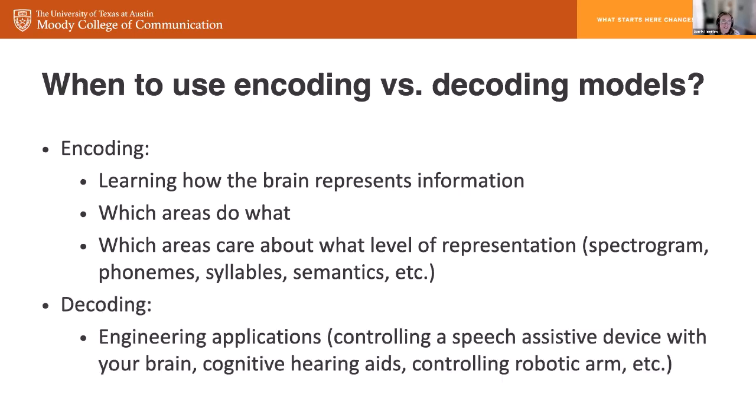But decoding is more for engineering applications. Some examples of that would be, let's say you want to control a speech assistive device with your brain. There's been some really interesting work coming out showing that you can take brain signals from invasive recordings in someone with ALS or with a brainstem stroke and convert those into words. So for someone who has lost the ability to talk, but who can still think about what they want to say, this would be an application of decoding, because you take brain activity and you turn it into sound instead of the other way around. There's also some very cool work on cognitive hearing aids, controlling robotic arms, et cetera.